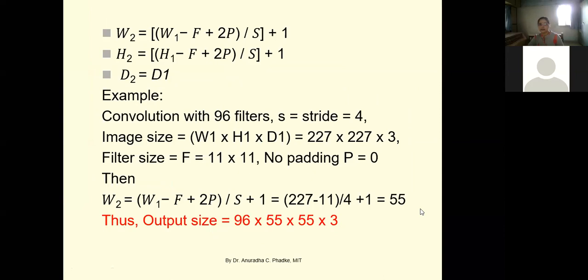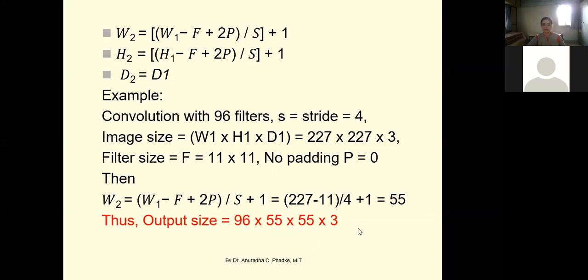There is a question: ma'am, how come the output size has 4 dimensions? Actually, there are no 4 dimensions. Your depth parameter will be 96 into 3. Is it clear? So the resultant image will have a width of 55, a height of 55, and a depth parameter of 96 into 3. I have not combined these two numbers on this slide. Is it clear? Okay, good.